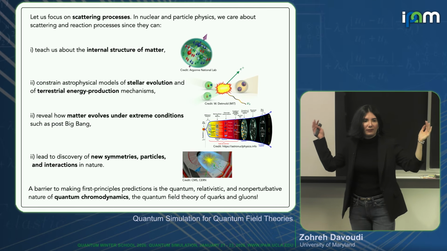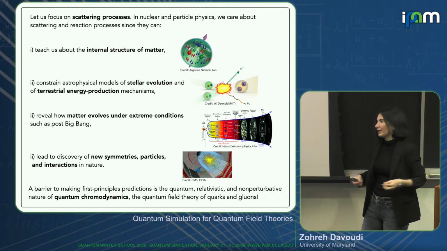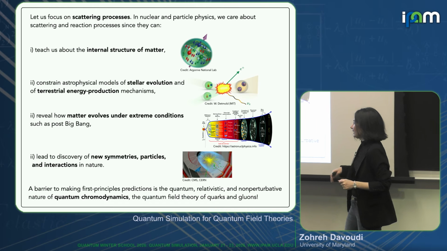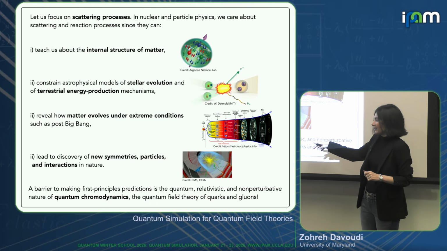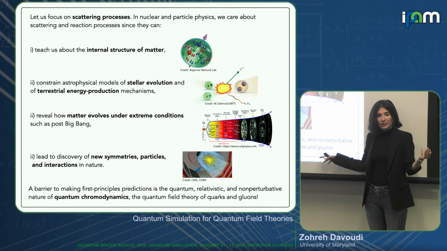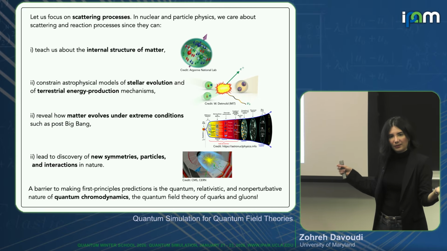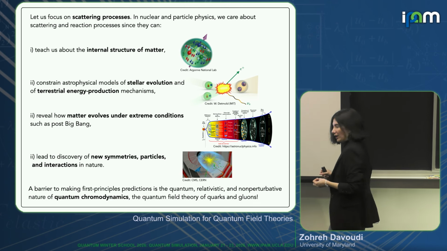So now a barrier to making first principle predictions for these systems is the fact that these systems, first of all, are big and complex. They are really many-body, or sometimes infinite-body if you think about these quantum field theories. They are quantum in nature, relativistic in nature, and also sometimes non-perturbative in nature, okay? So everything that makes a theoretical problem complicated is in here, okay?